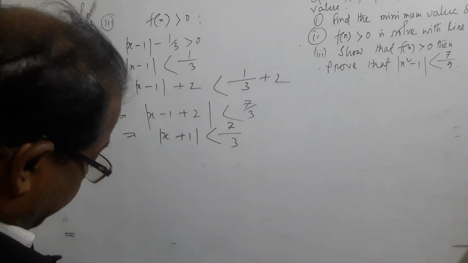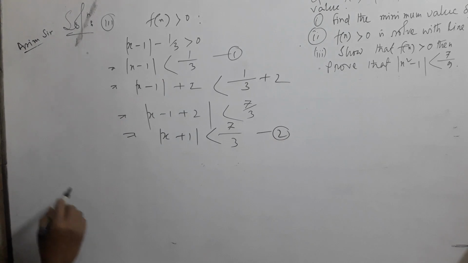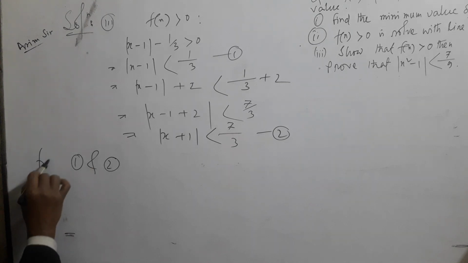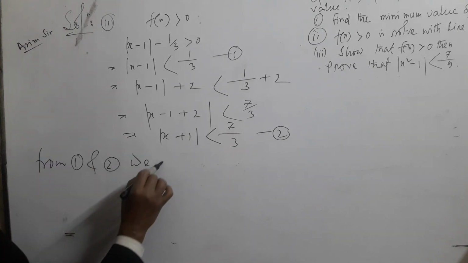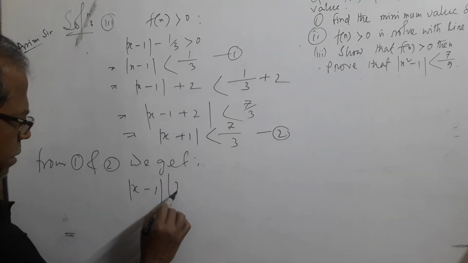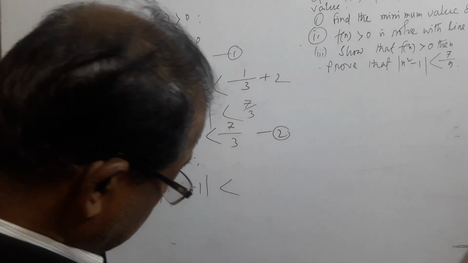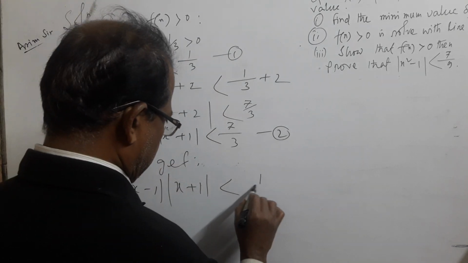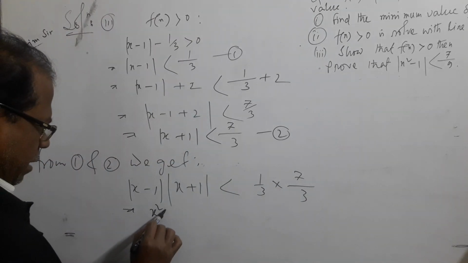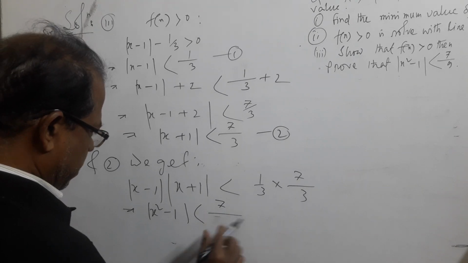So that's why this is number 1 and this is number 2. So multiplying 1 and 2, from 1 and 2 we get modulus x minus 1 times modulus x plus 1 is less than 1 divided by 3 into 7 divided by 3. That's why modulus x square minus 1 is less than 7 divided by 9.